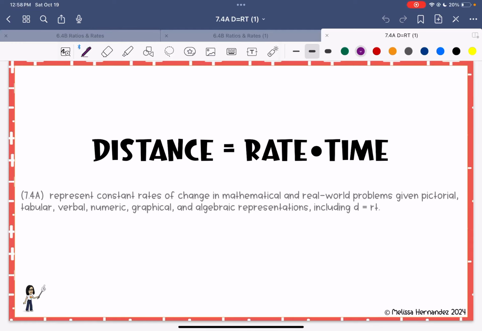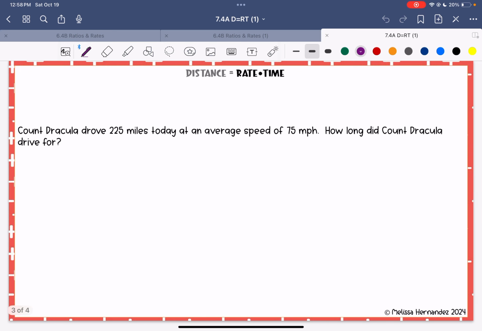Hey guys, we're going to solve a couple more problems involving distance equals rate times time. Okay, so for the first one it says Count Dracula drove 225 miles today at an average speed of 75 miles per hour. How long did Count Dracula drive for?